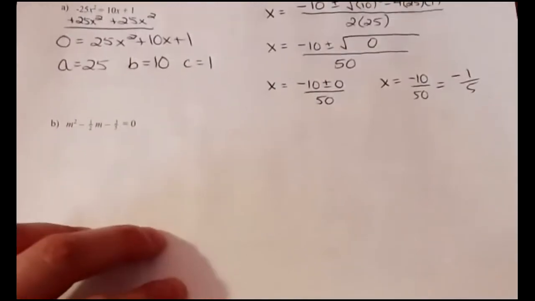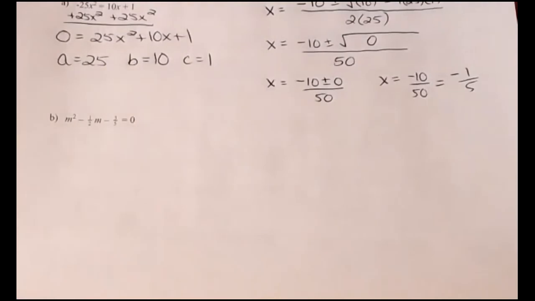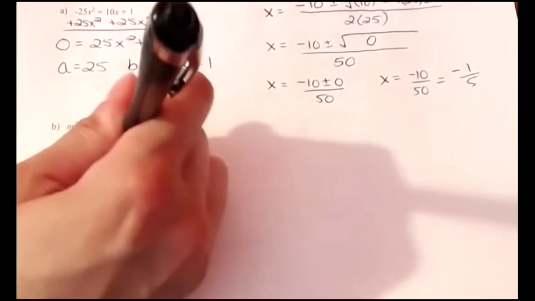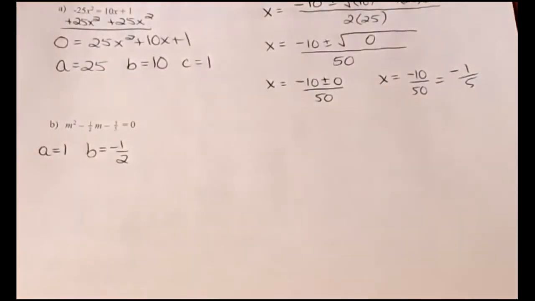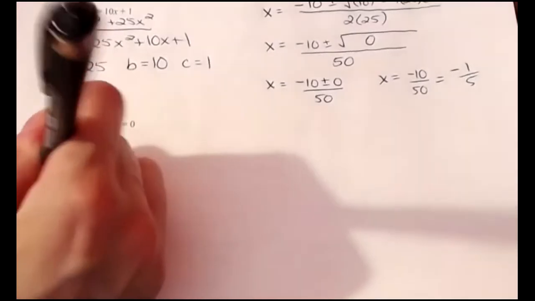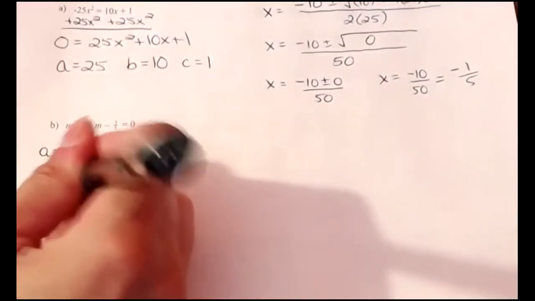Let's go ahead and check out part B. Same thing, we're going to identify what's my A, what's my B, what's my C. A in this case is 1. Remember, it's our leading coefficient. A is 1. Notice here B is a negative 1/2. And you're probably thinking, oh, fractions again. And it really isn't a big deal, I promise. And then C is a negative 3/5.